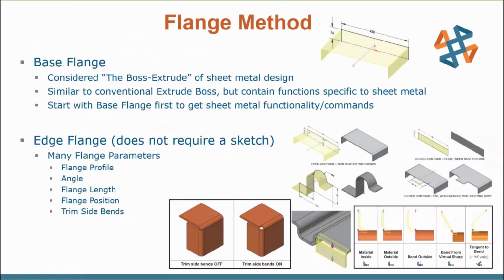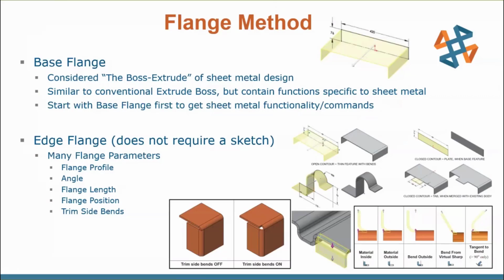So here we go. The flange method, guys. Again, that base flange. You need to start with that base flange. That's got to be your very first feature when you're working with sheet metal, because the base flange is very similar to a boss extrude. You can have an open contour or closed contour, but in order to get the sheet metal functionalities or those commands, you need to actually use a base flange. And then from there, guys, you can go ahead and create an edge flange. You don't need a sketch. Actually, SOLIDWORKS is going to generate that sketch for you, but you can go in there and modify that profile.